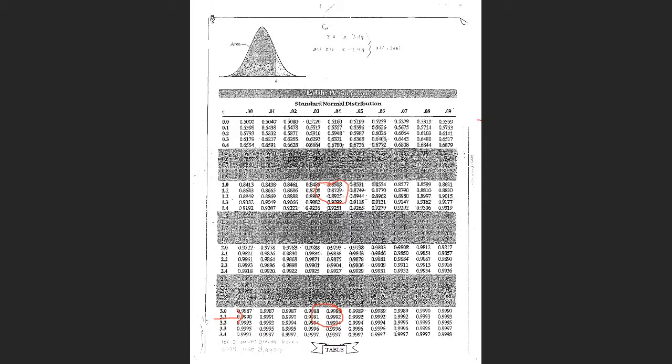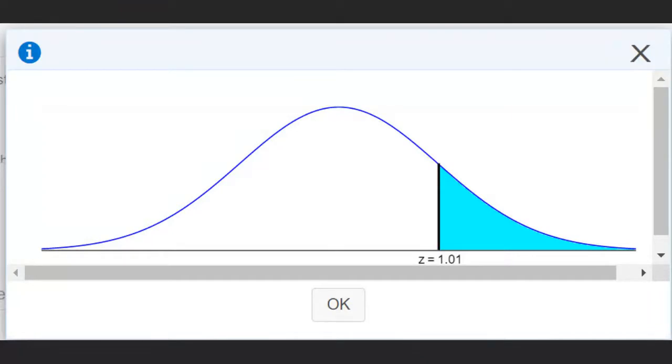Now I'm going to go back to that picture that I was looking at. So remember, 0.8438 means the area to the left is 0.8438. That's what I got from the table.